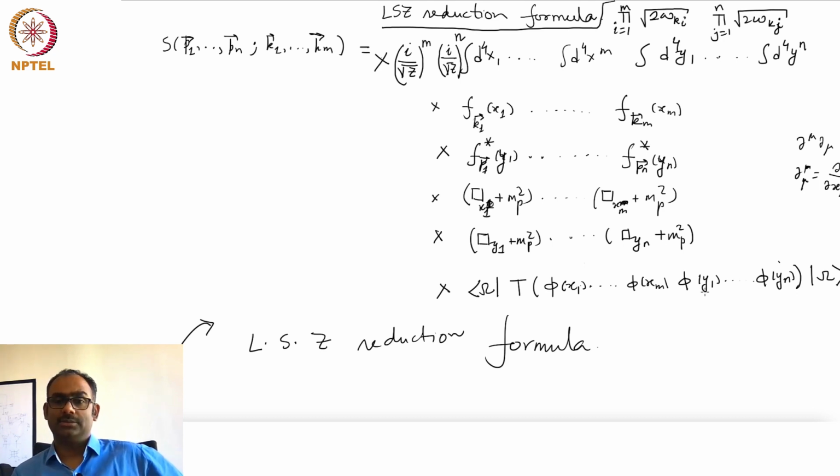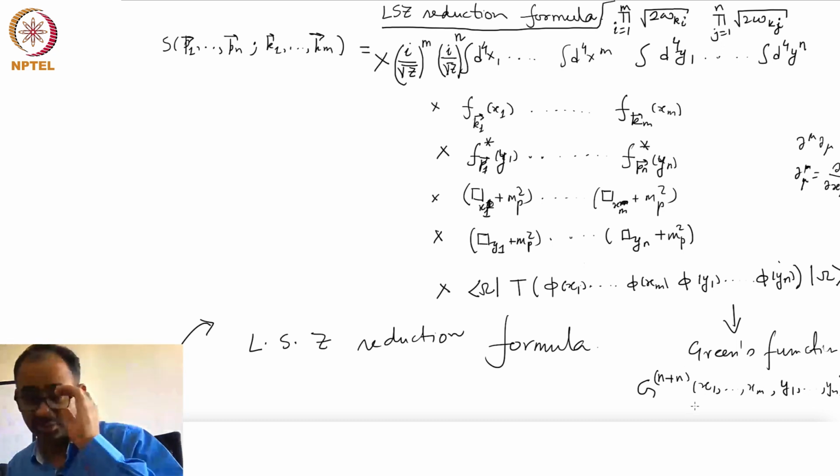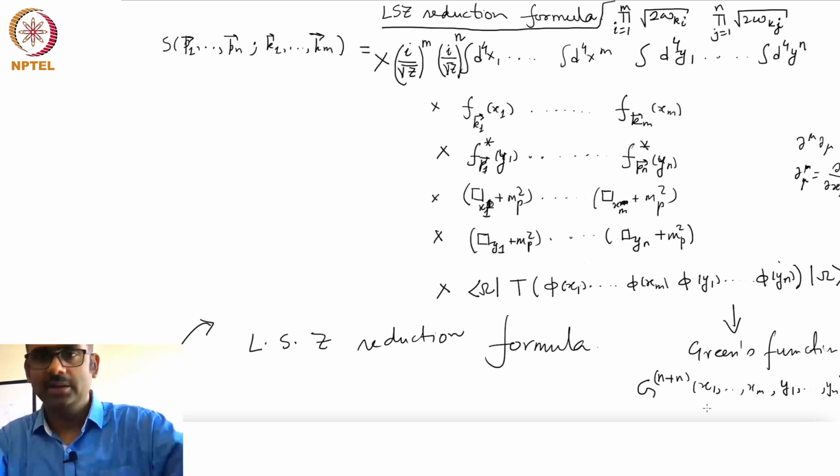Okay. So, let me just write down here, these are our correlation functions or Green's functions. This is what we used to call G n plus m of x1 to x m, then y1 to y n. That was the notation which we used last time, a fairly standard notation actually.